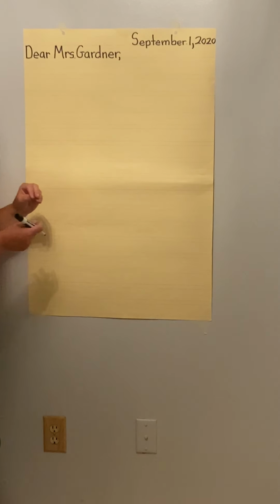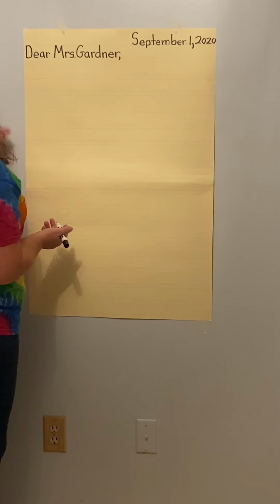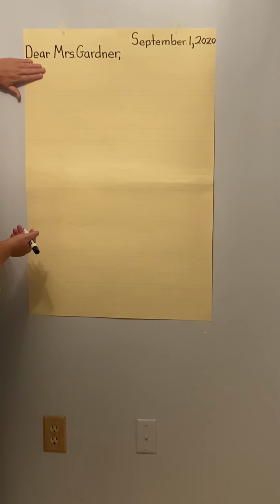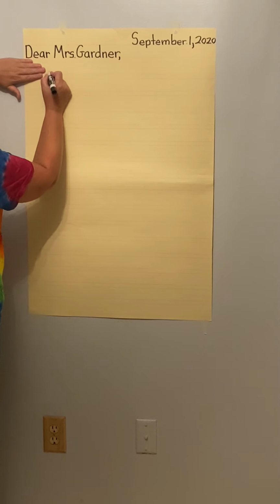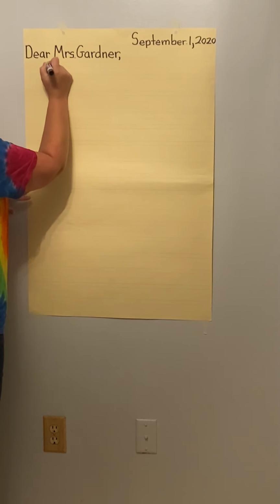The next thing we're going to include is our body. For the body of your letter, you just kind of want to introduce yourself and maybe tell your teacher a couple of things that you like to do or some of your favorite things. So when you write your body, you need to indent, and I usually like to line the body of my letter up under the R.